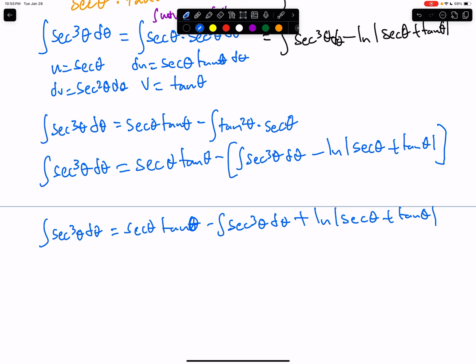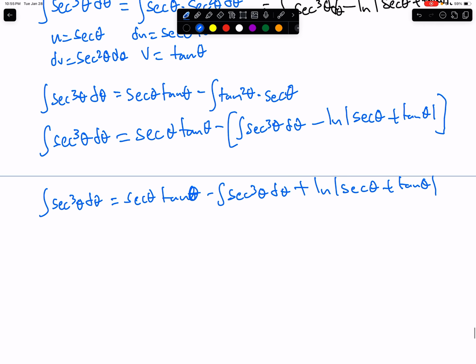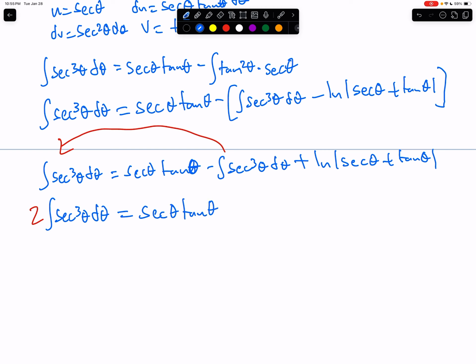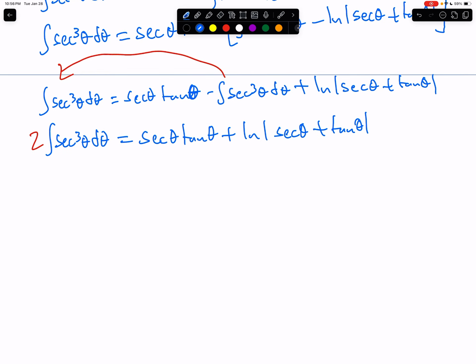Right. So now we can move this to the other side, and we can rewrite it as 2 times the integral of secant cubed of theta d theta equals secant of theta tangent of theta plus ln abs value secant of theta plus tangent of theta. So now, to isolate this, we just divide by 2 on both sides.